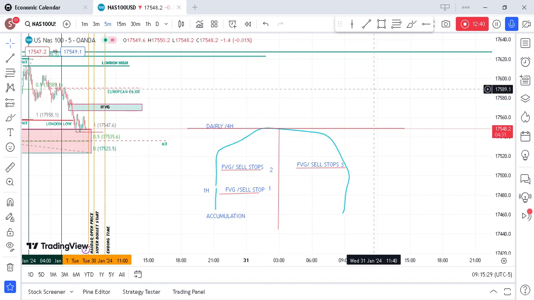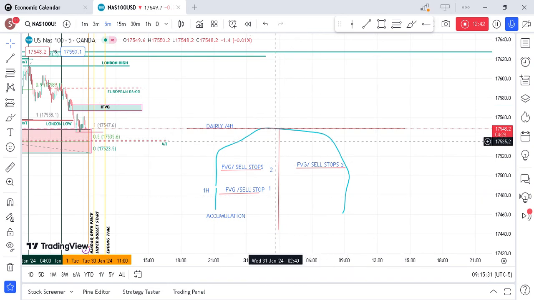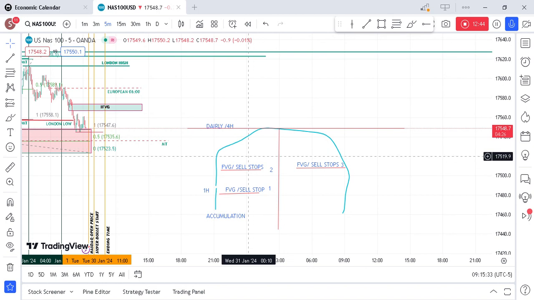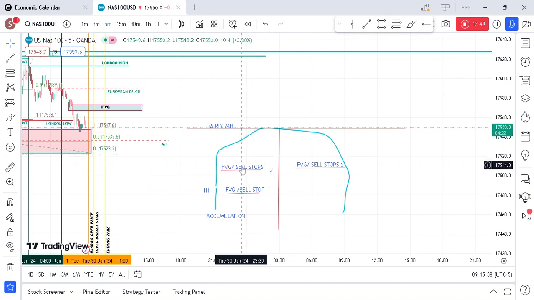So I'm going to show you this theory that I'm showing you here. I'm going to show you why I'm telling you that the market moves in three stages in a weekly profile.